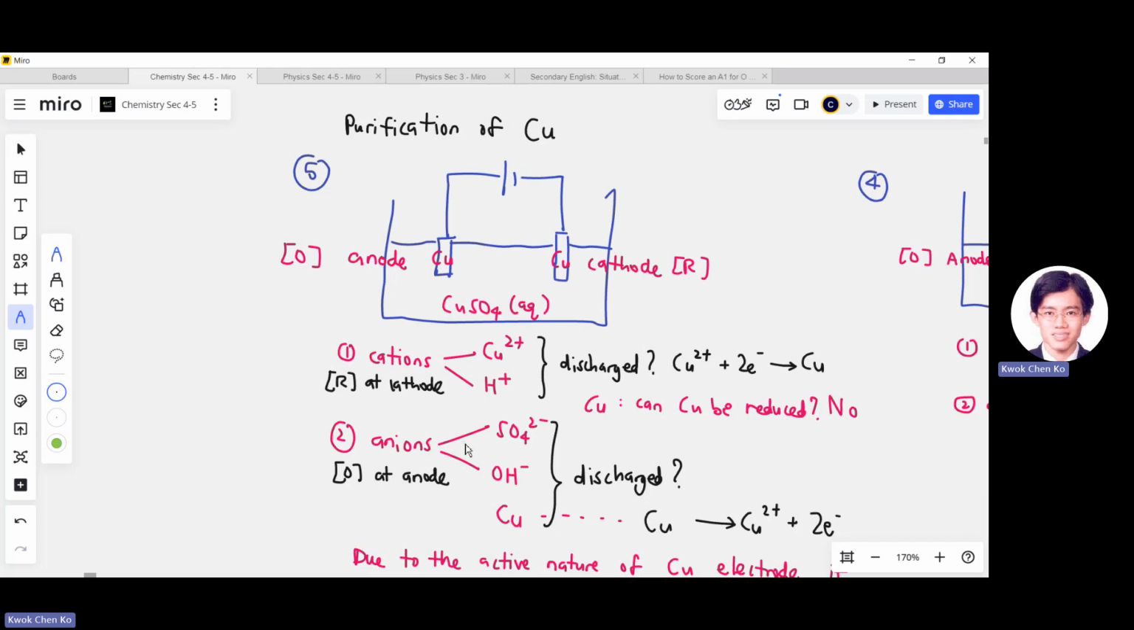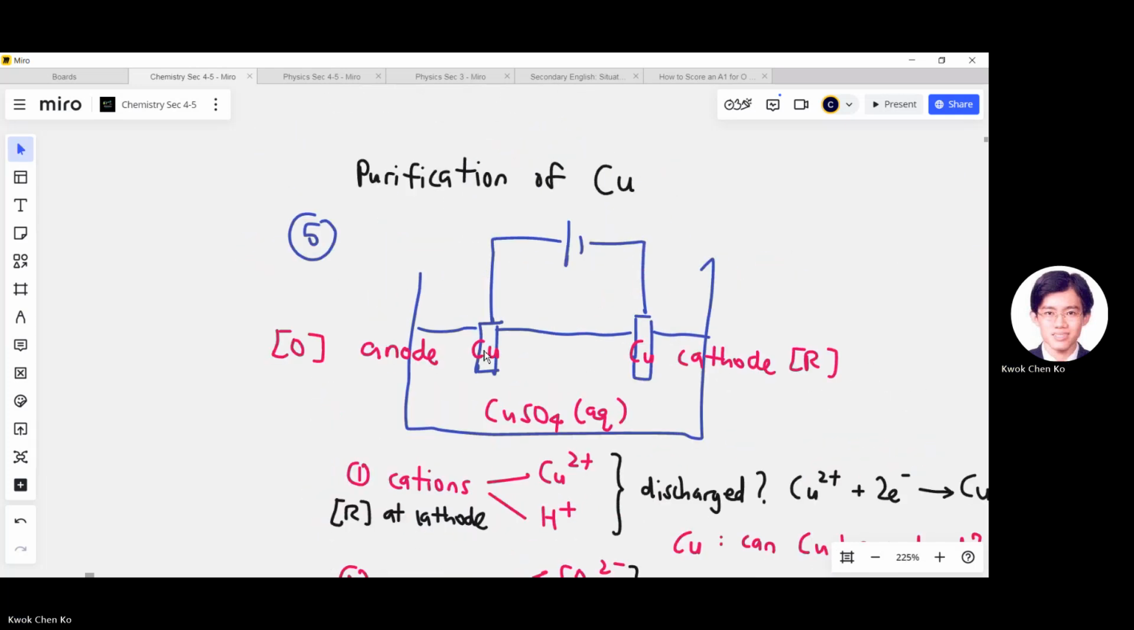So what happens is this. I have the anode being an impure piece of copper. Okay, at the anode, I put an impure piece of copper there. It could be mixed up with other elements, other substances. And on the cathode, normally I don't use a large piece, I use a small piece, but it doesn't matter. I put a pure piece of copper.